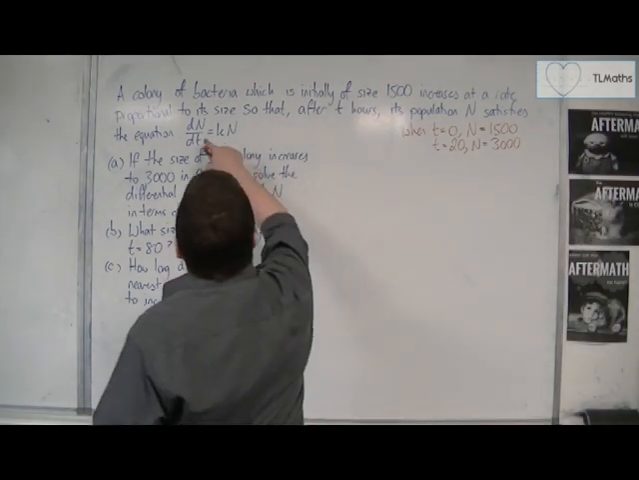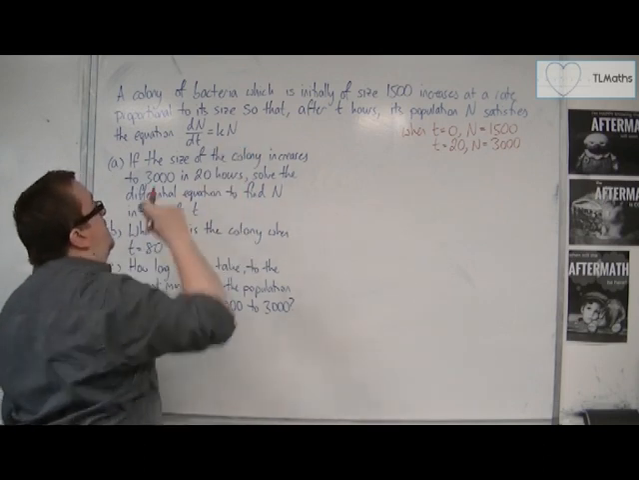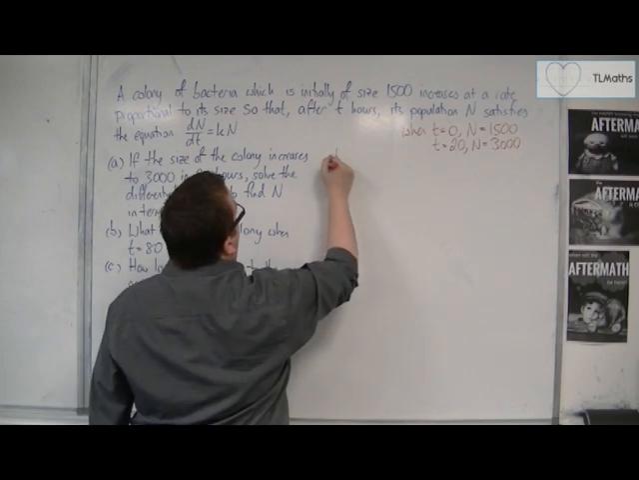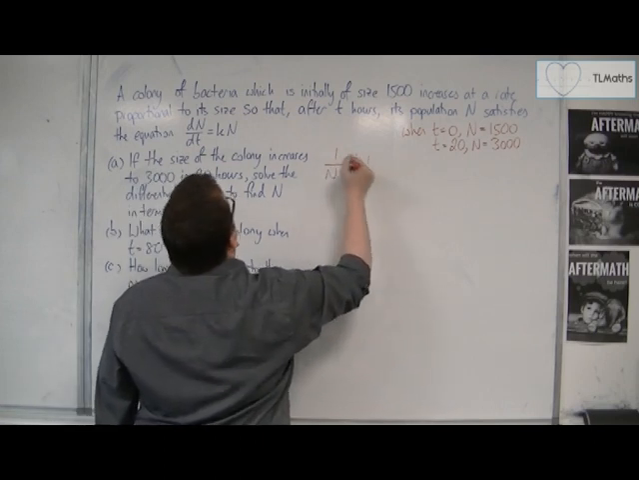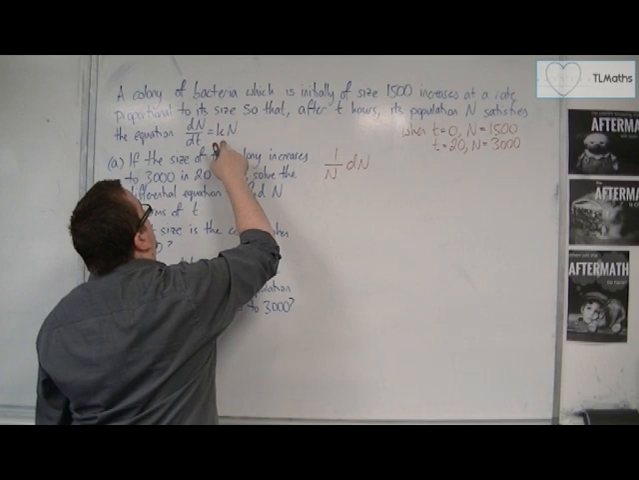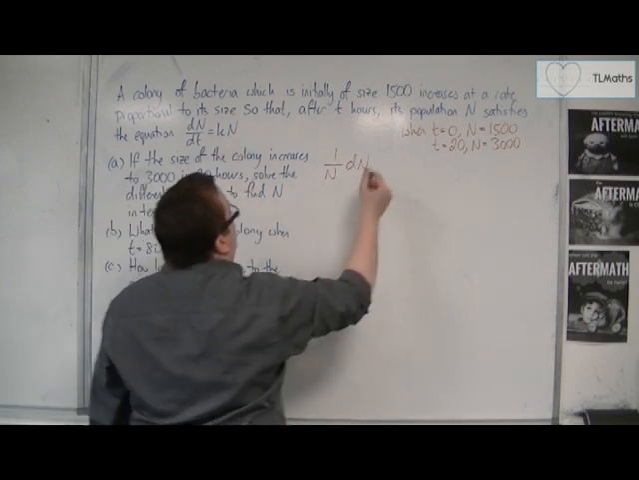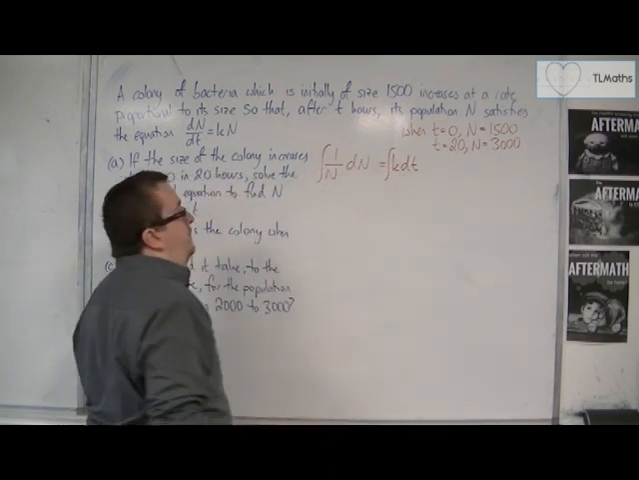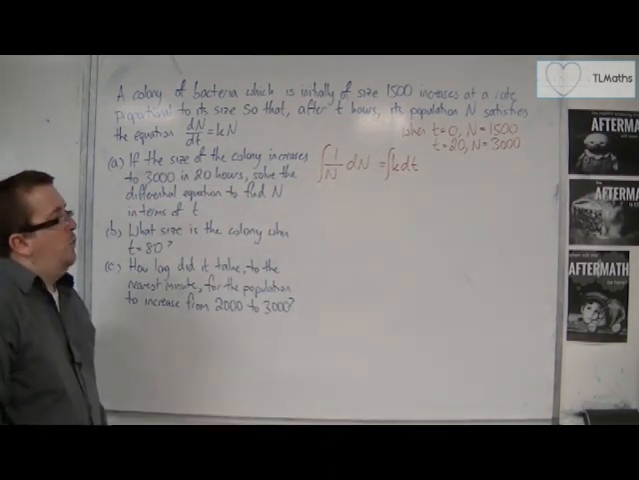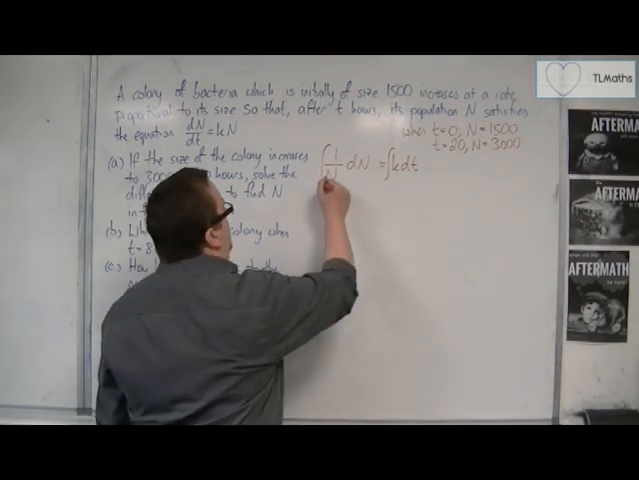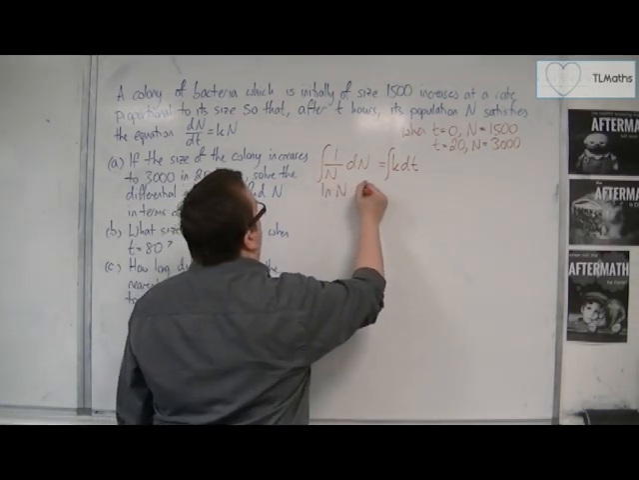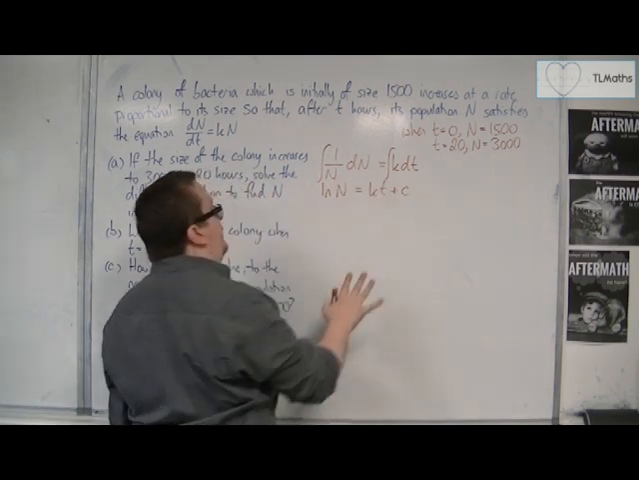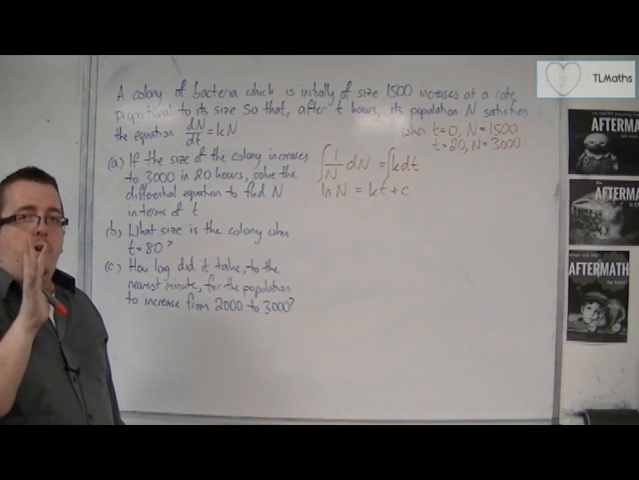So dn by dt is kn. So I'm going to use the method of separation of variables. I'm going to divide both sides by n and then keep the k where it is and then multiply both sides by dt and then integrate both sides. Okay? So 1 over n dn will integrate to log n, and the right hand side will integrate to kt plus c.